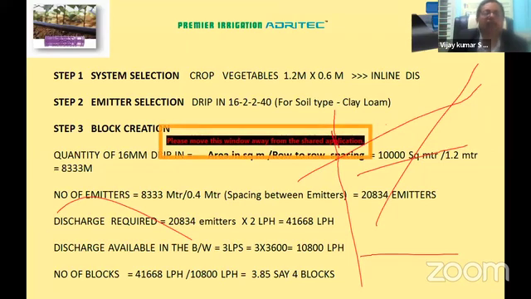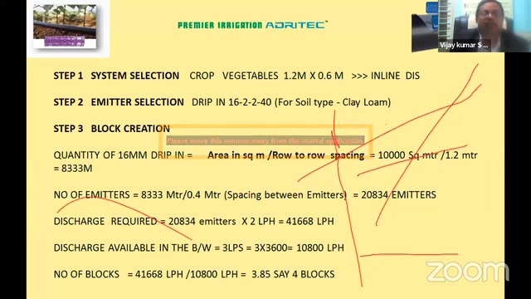Next we go for the emitter selection, meaning what should be the discharge of the emitter and what should be the spacing between the emitters. This is a loamy clay kind of soil, so I have selected 2 liters per hour and a 40 centimeter spacing between the emitters. That is the emitter selection.